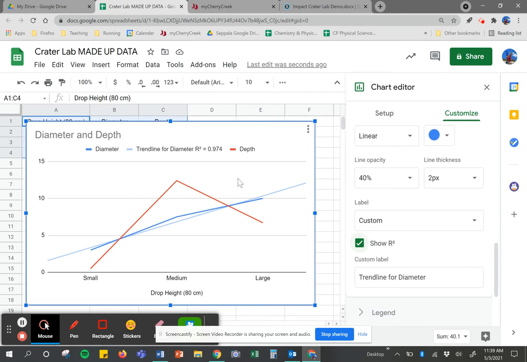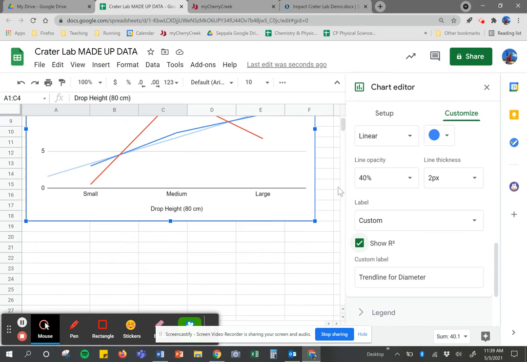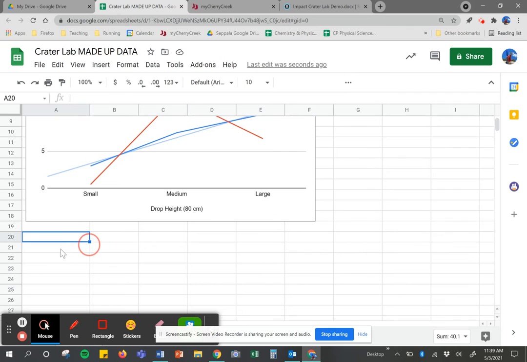What that means, I'm going to try and scan down here. Okay, my computer's a little slow.